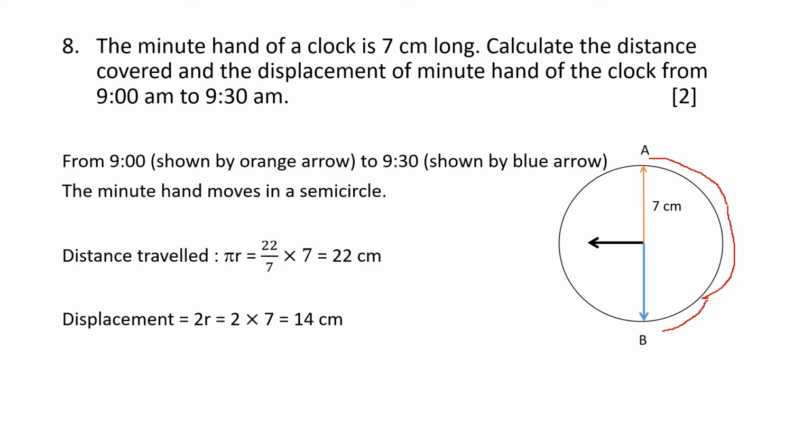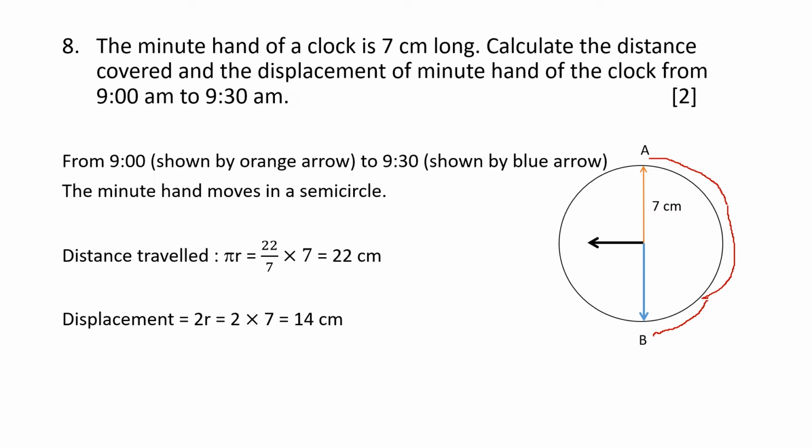Yes. So the minute hand has traveled a semicircular motion. And what is the length of the semicircle? It is pi r. So the distance traveled is pi r. The value of pi is 22 by 7, into 7. So in half an hour, it has traveled 22 centimeter. The distance traveled from A to B is 22 centimeter.